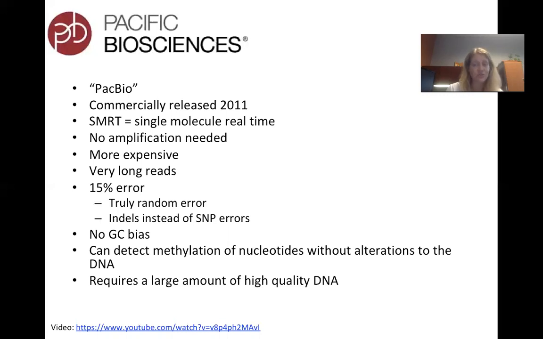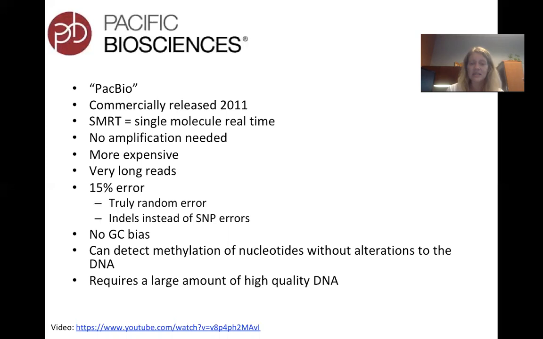However, the error is truly random. It is not supposed to be more pervasive at the ends of reads. So having truly random error makes it a little easier to deal with statistically. But it's also a slightly different type of error. You're more likely to see insertions and deletions than you are to see SNPs. So again, very, very different, kind of the opposite of the Illumina platform.